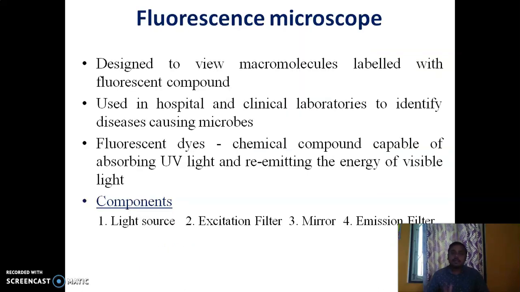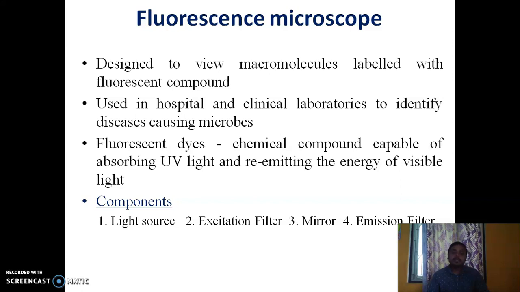The last type of light microscopy is fluorescence microscopy. The name gives you the meaning of what it does. It is designed to view macromolecules labeled with fluorescent compounds. It's basically used in hospitals and clinical laboratories to identify disease-causing microbes.